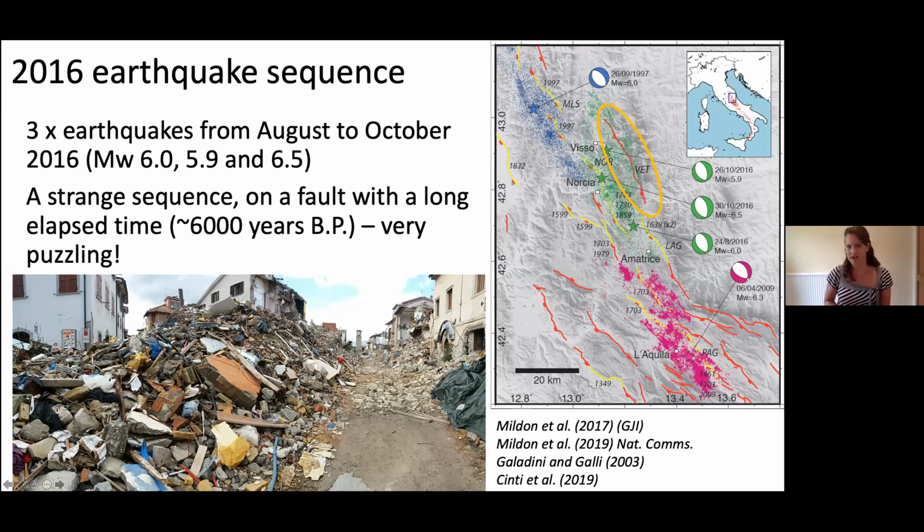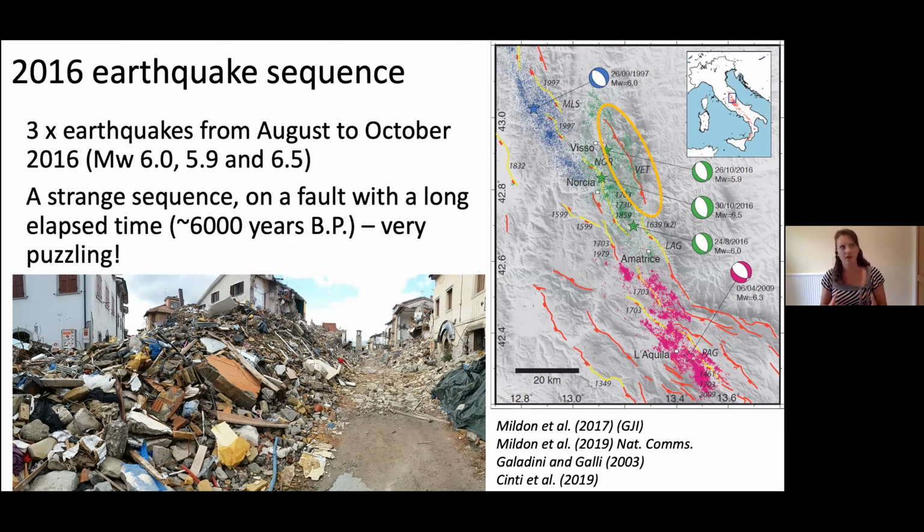And this is really strange. This is a really strange sequence, partly because of the order in which it happened, but also the Monte Vetri fault had a very long elapsed time. Paleoseismology has been done on this fault, and that puts the age of the last earthquake at about 6,000 years before present, but also with fairly large errors on that, errors of several thousand years.